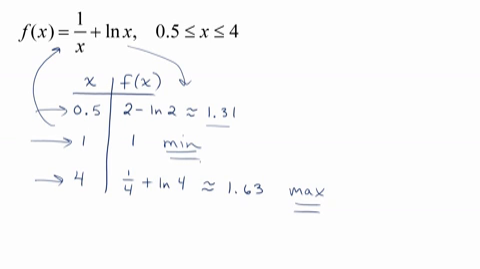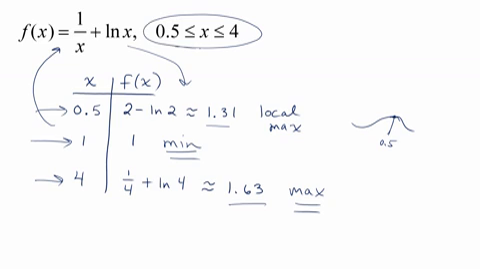What's going on at x equals 0.5? Well, 1.31 ends up being a local max value. What's happening is if you were to look at the graph of f of x at x equals 0.5, you will see that that part of the graph is a place where we reach a peak and then start decreasing again. So that is what we call a local max value, not the overall max value. That is 1.63 on the interval 0.5 to 4.